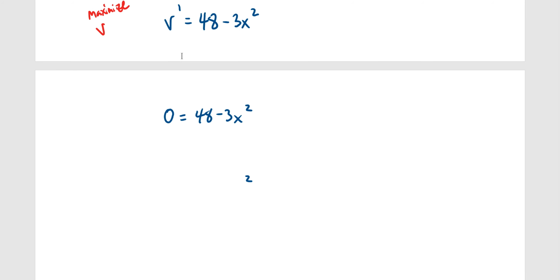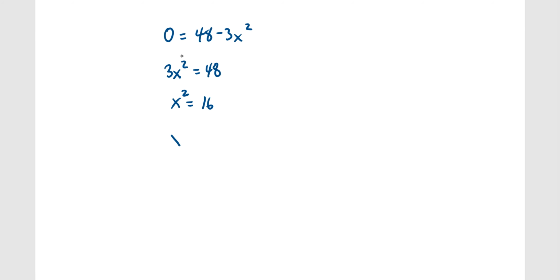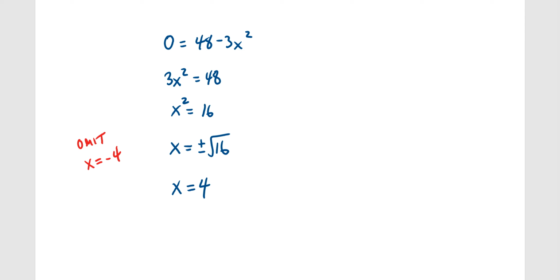And solving this, first we have to solve it for x squared, so we can add 3x squared to the left. Divide both sides by 3. 48 divided by 3, we get 16. X squared equals 16. When we take the square root, we're going to get plus or minus the square root of 16, which is plus or minus 4. But we know that we can omit -4 because we're talking about a length, so it can't have a negative length. Okay, so there's one of our variables.